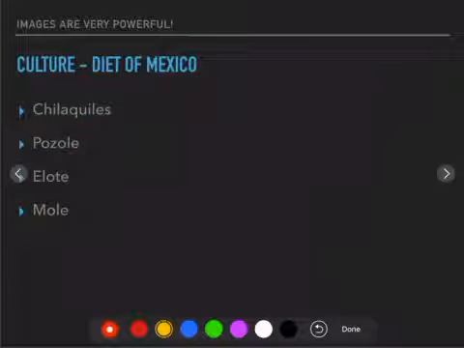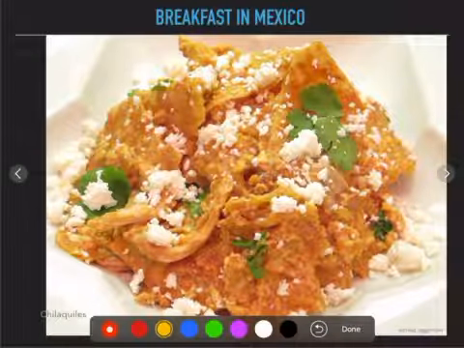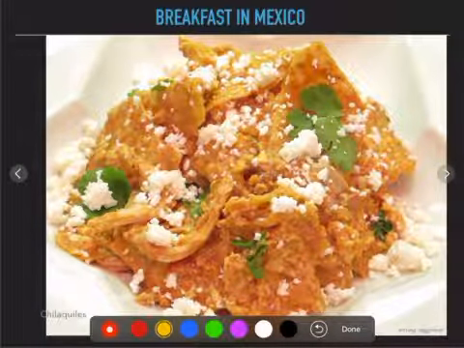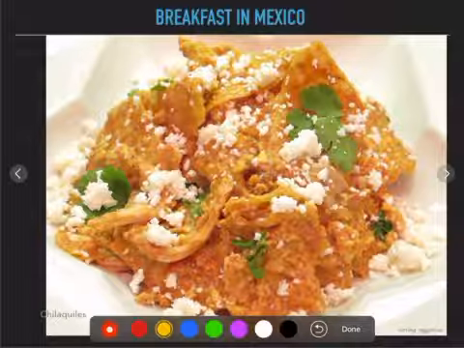Mexico has very diverse food groups. Some of their favorite meals are chilaquiles, pozole, elote, mole. Next slide. That's it. Did you learn anything about the diet of Mexico? Okay, here's how you can make it a lot better and a lot more interesting. Imagine that you are in Mexico. You're on vacation. You're about to go check out some Aztec ruins. But before you go, you need to get some breakfast.